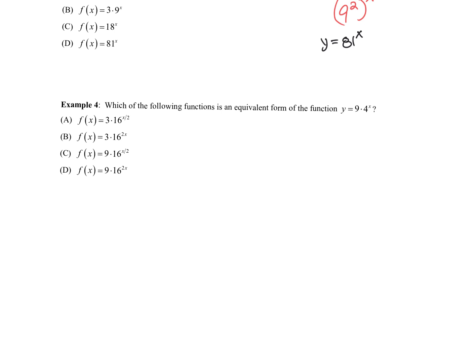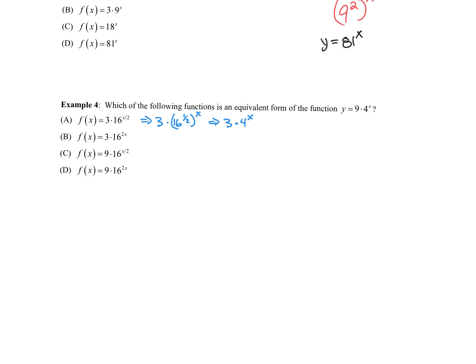All right. So let's look at A. Let's just go in order. And so I have 3 times 16 to the x over 2. And so this is really 3 times 16 to the power of 1/2 and then to the power of x. So what is 16 to the power of 1/2? 4, because it's a square root. And so now I end up with 3 times 4 to the power of x. Is that what we wanted? No, so it's not A.